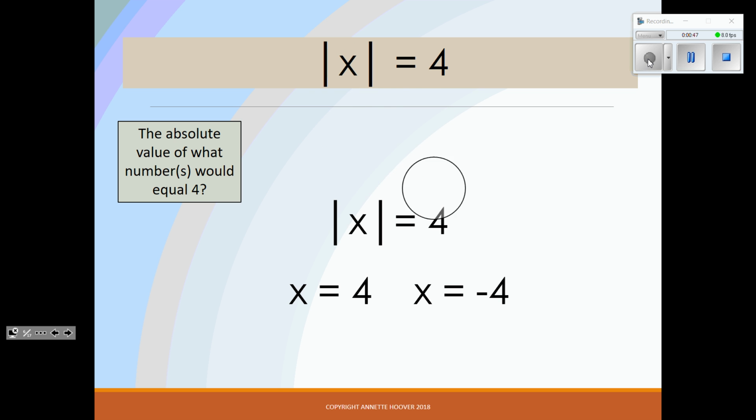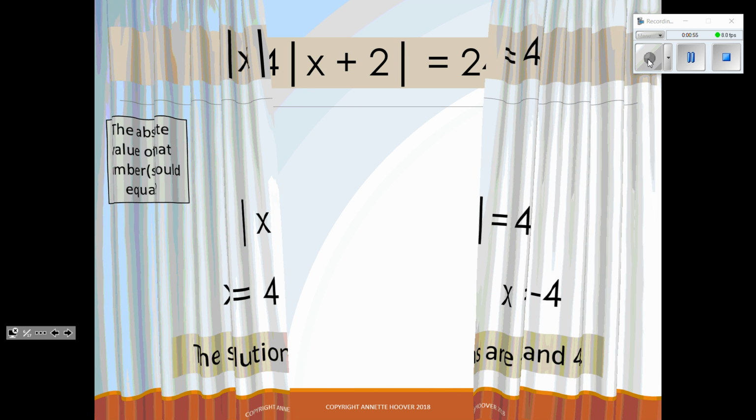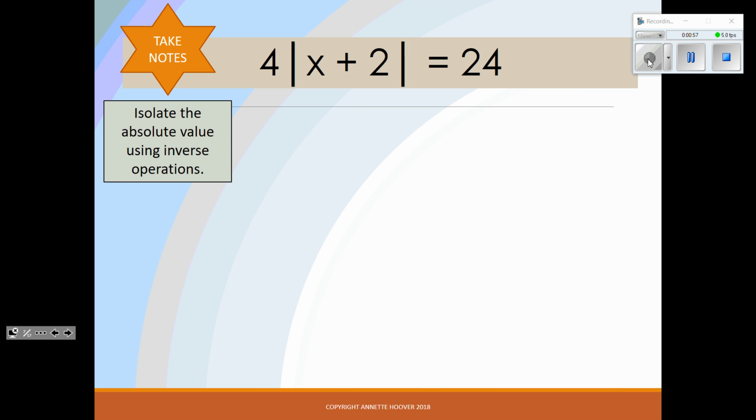So when we're solving our equations today, we're going to notice that there are two possible solutions because of the absolute value signs. So let's look here. Here's an example of an equation. The first thing you want to do when solving absolute value equations is always to isolate the absolute value on one side of the equation by itself.